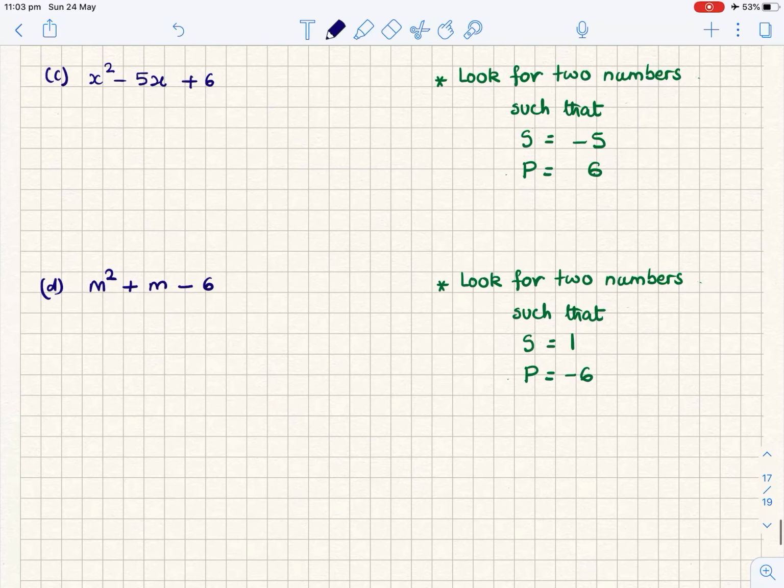Part C. Again, look for two numbers such that the sum is negative 5 and the product is 6. Now this time the sum is a negative number, and the product is positive, which means both numbers are going to be negative. So it could be negative 3 times negative 2. And you can see negative 5 is negative 3 plus negative 2. So set it out as a product of binomial expressions.